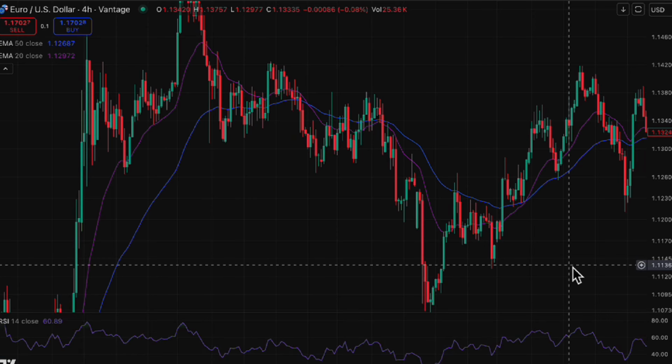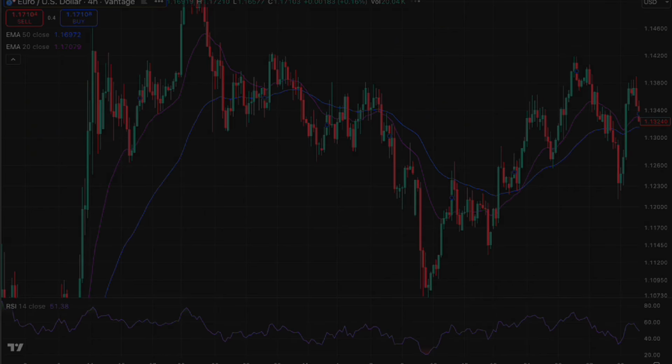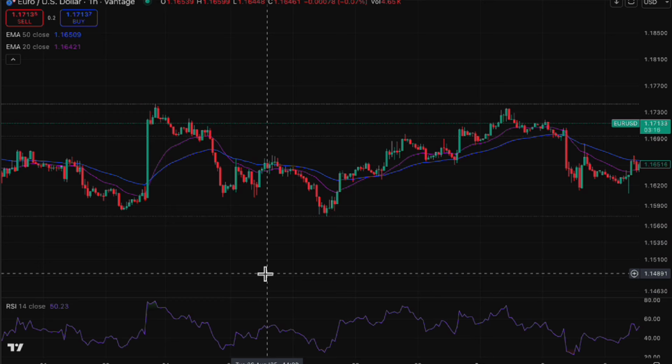And if you're starting out, I would use the 1 hour and 4 hour charts because these timeframes reduce random noise compared with very short charts, but they still provide enough activity that you don't have to wait days in between for your signals to occur.